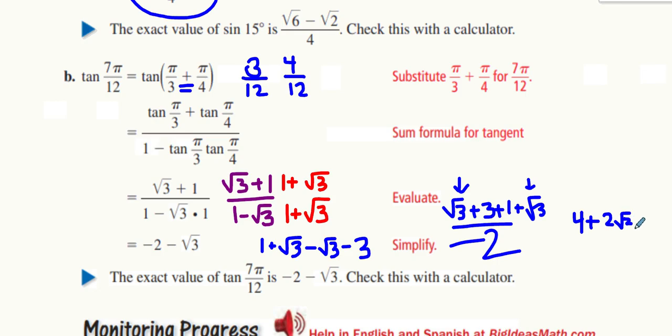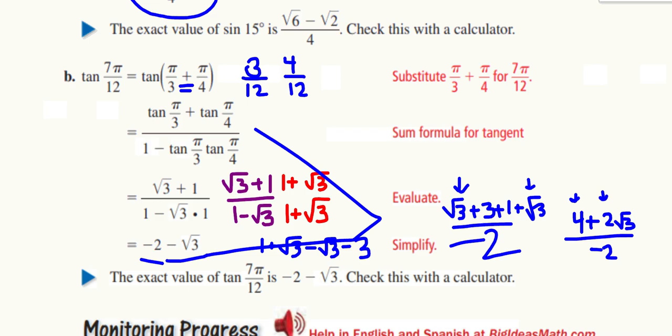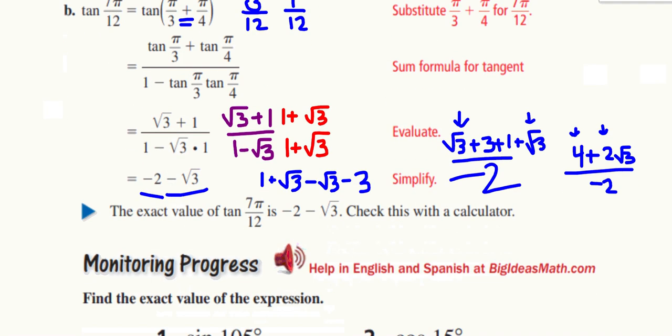And this is over negative 2, which can be split because look, that's even, and that's even. So 4 divided by negative 2 is where they're getting negative 2 from. Positive 2 divided by negative 2 would be negative 1, multiplied by root 3 is negative root 3. Okay? All right, so that's where that's coming from.